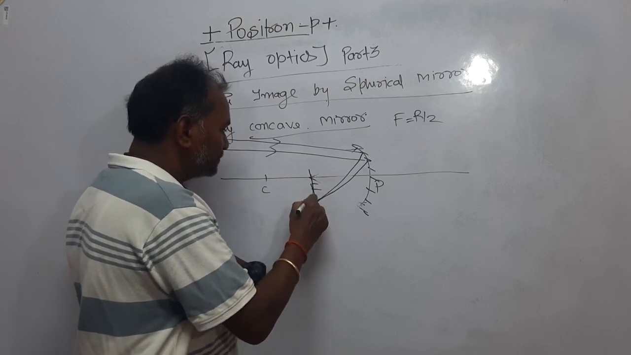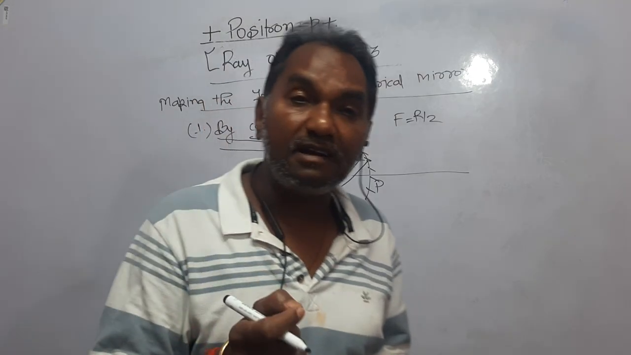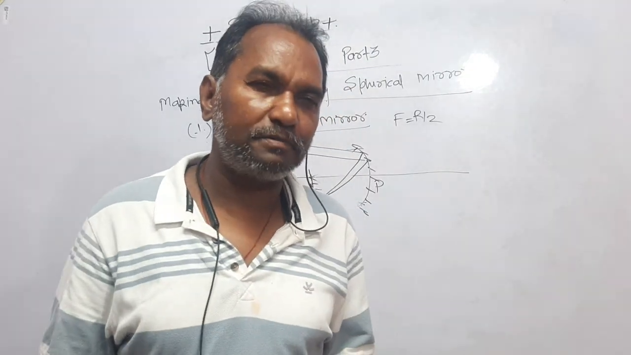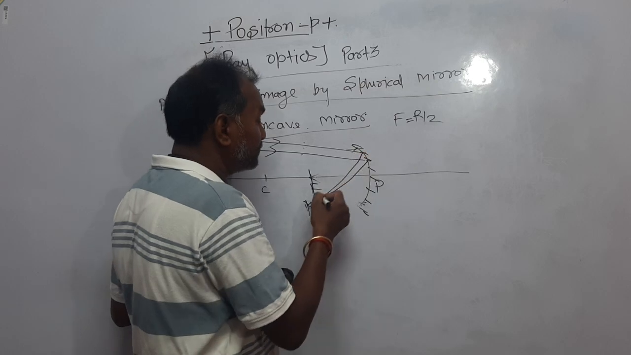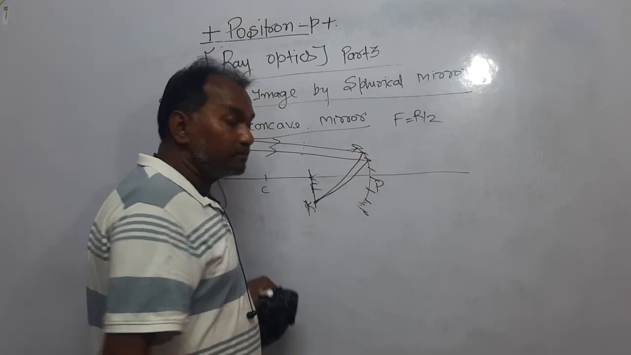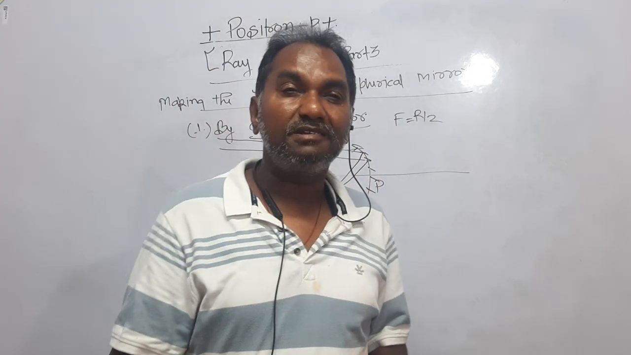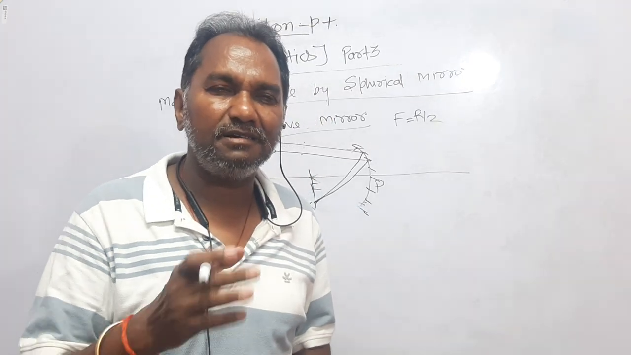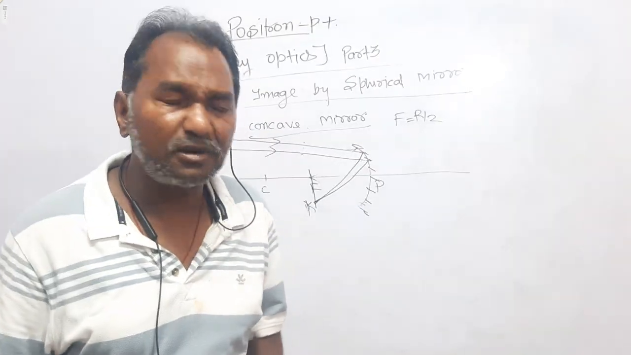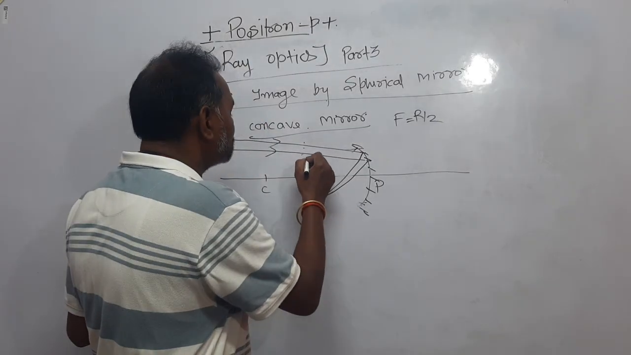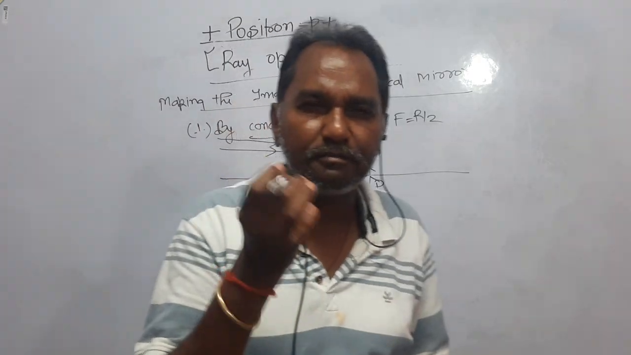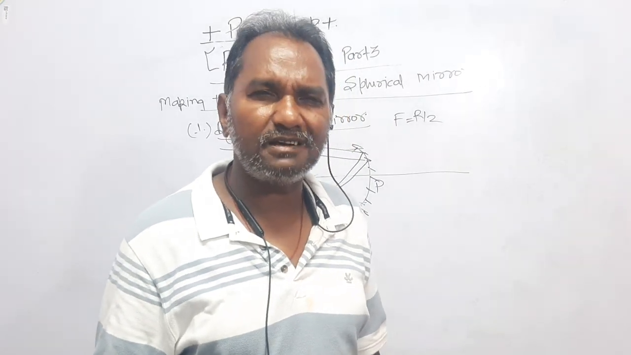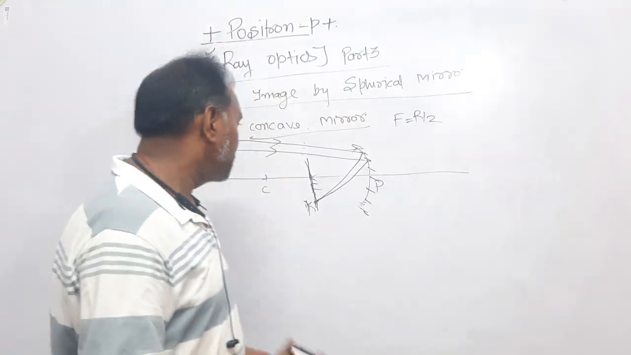If the rays are not parallel to the optical axis, but many rays are parallel to each other, after the reflection from the mirror they will intersect each other in the focal plane. What is the focal plane? A plane which passes through the focus and is perpendicular to the optical axis is said to be the focal plane.